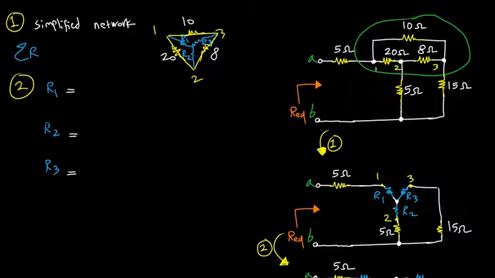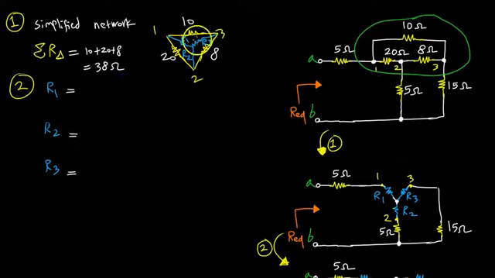Okay, let's say I want to find R1. What I would do is first find a summation of all of the delta resistors. So this would be sum R delta, which would equal 10 plus 20 plus 8, which is equal to 38 ohms.